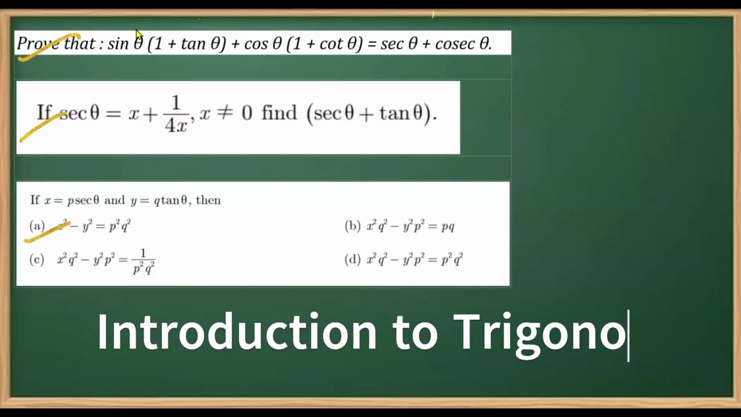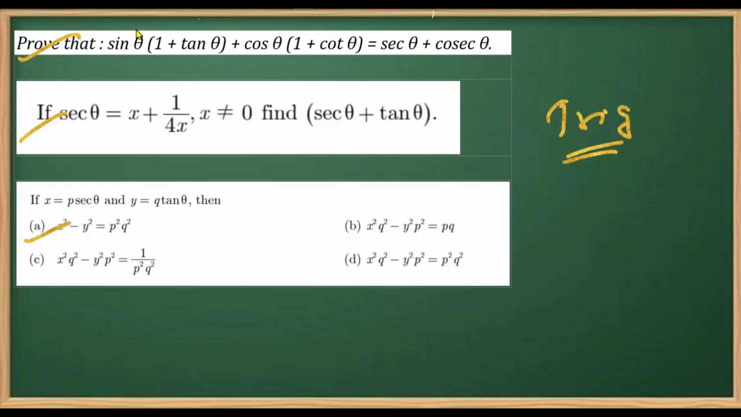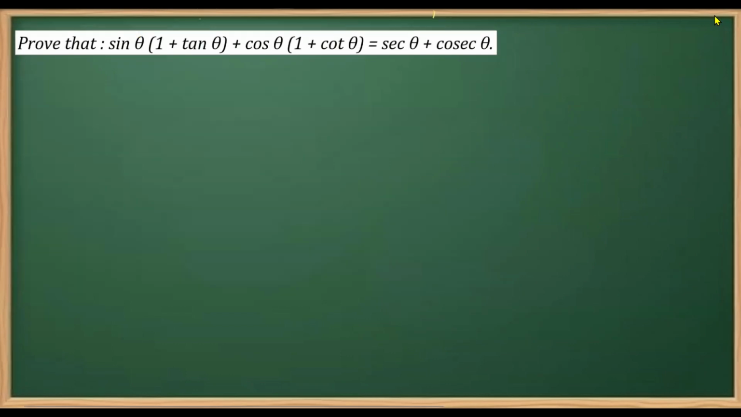In this video, I'm going to do these three questions from the chapter Trigonometry, class 10. Let's begin with the first question here. In the first question, we have to prove that sine theta multiplied by 1 plus tan theta, plus cos theta multiplied by 1 plus cot theta, is equal to sec theta plus cosec theta.